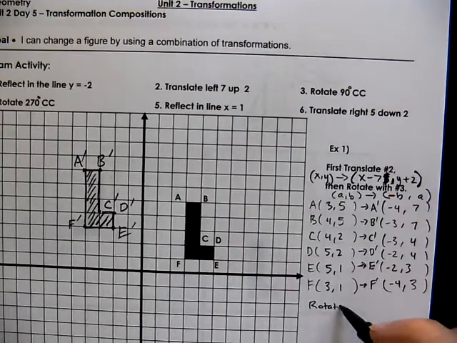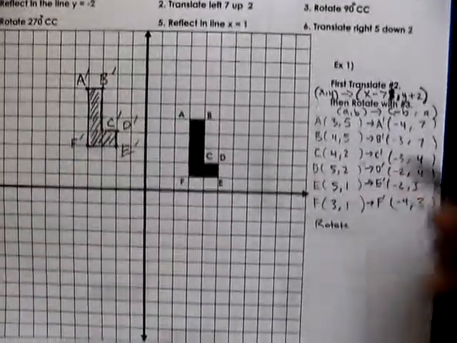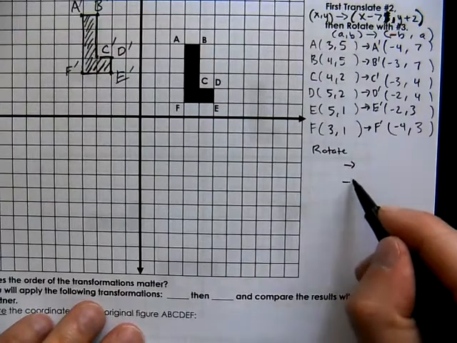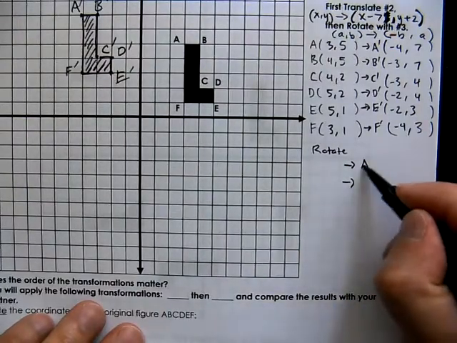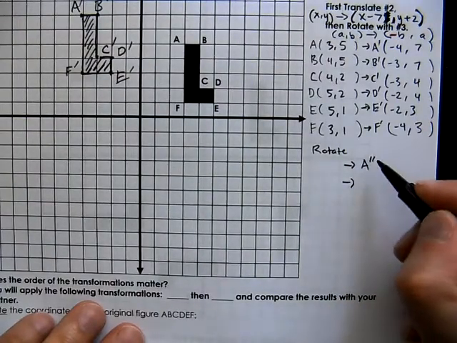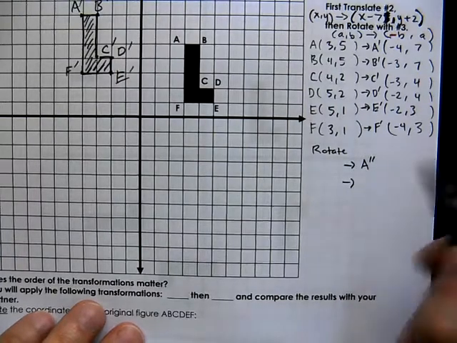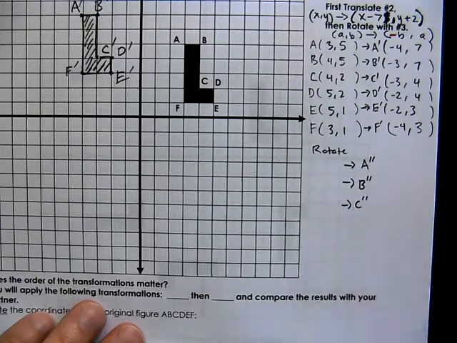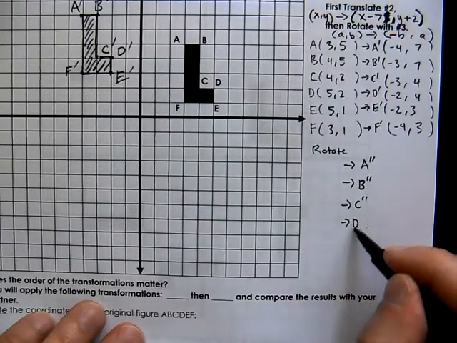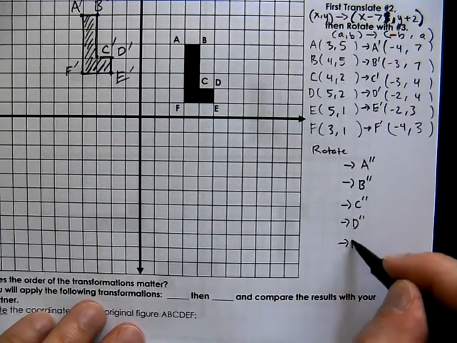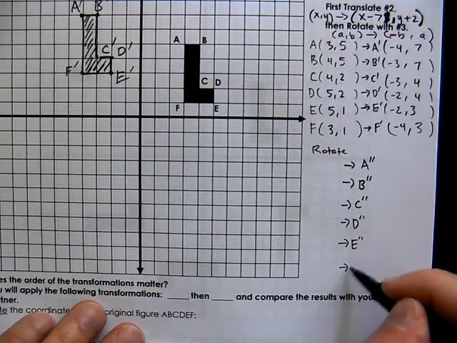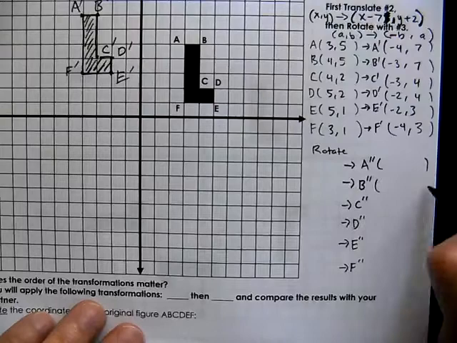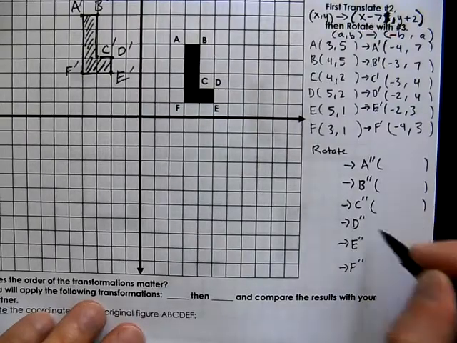We're going to rotate, which means I'm going to take this column and just extend it downwards, because now we're applying another change to get a double prime. So the double prime means now that we've changed it twice. B double prime, C double prime, and so on. So again, just setting up the column here to prepare for the numbers.